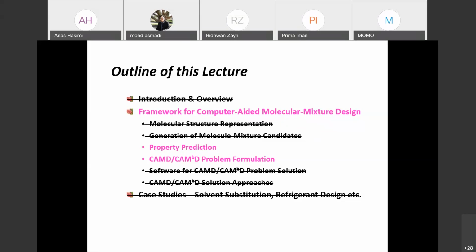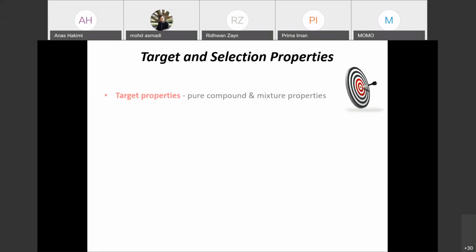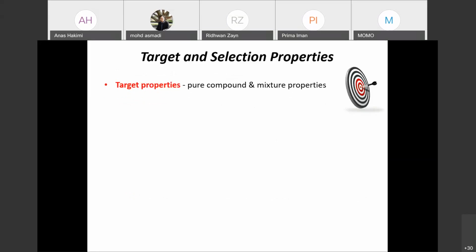So how can we predict? By using the computer, but this is just general. What are the steps to predict the properties, based on the hierarchy, or how many steps do we actually have to follow? So property predictions, for the molecular design or CMBD, which stands for computer-aided molecule and blend design.